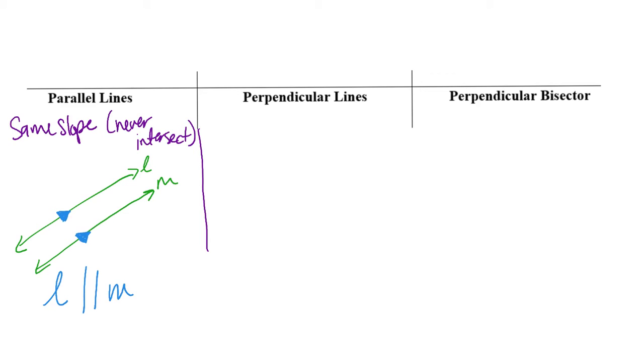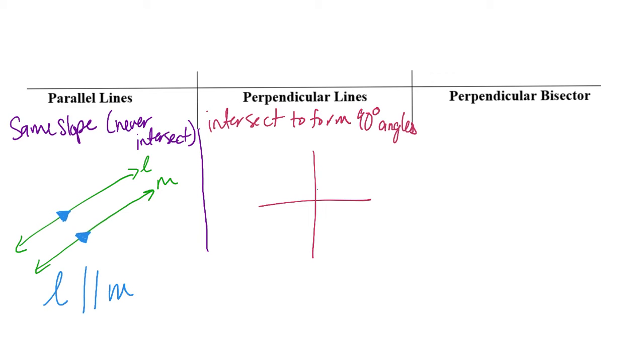All right, perpendicular. It's not like parallel. They do actually intersect. They intersect to form 90-degree angles or right angles. So if we have these two lines that are perpendicular, they would create a right angle, line K and line R. So we would say K is perpendicular to R. And those are lowercase letters.